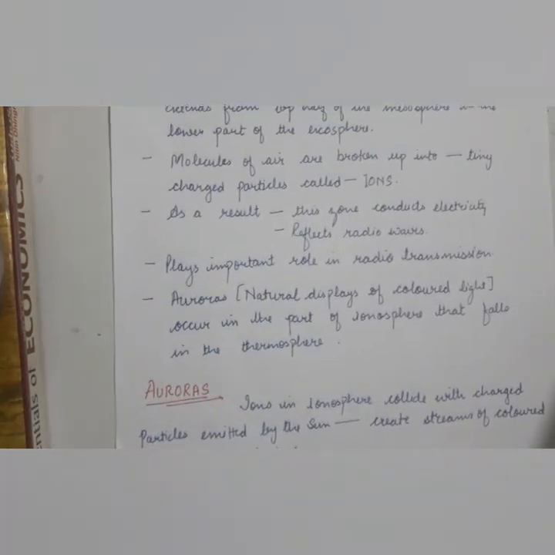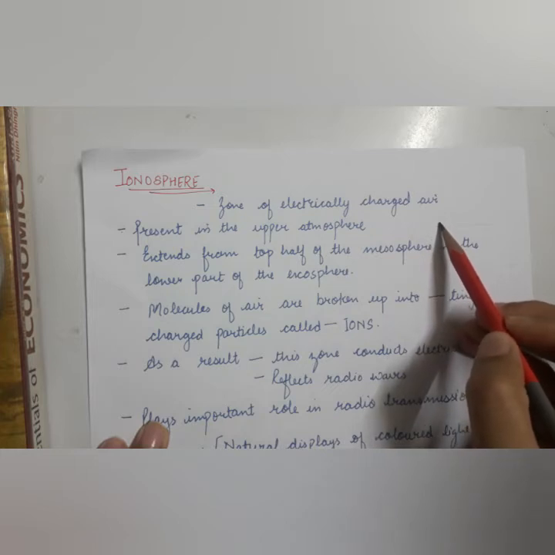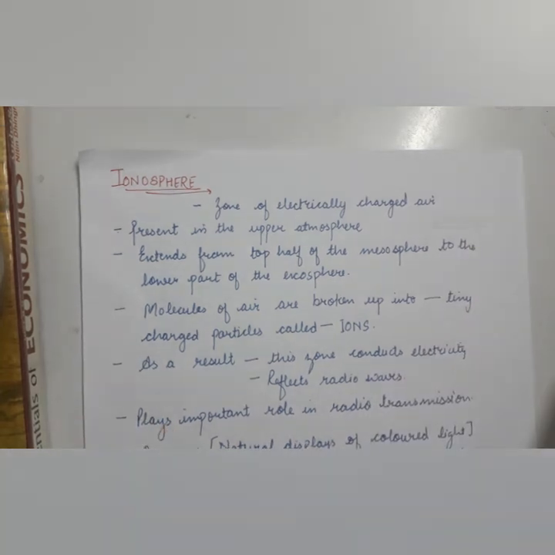Next is your ionosphere. Basically, it is not a separate layer, it is the electrically charged air. The ionosphere is the zone in which the charged air is present, in the upper atmosphere. It starts from the top half of the mesosphere. In the middle you can draw a line, and from the upper part it starts and extends to the lower part of the exosphere. This is the particular area of the ionosphere.